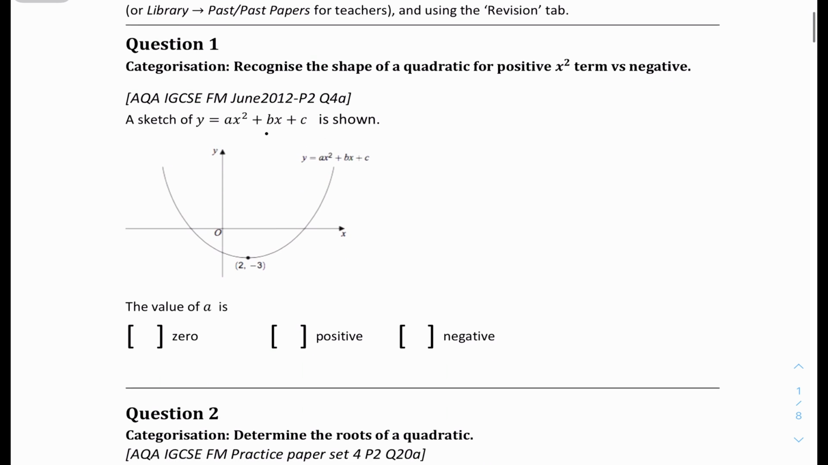And we move on to the first question, which is: a sketch of the graph y equals ax squared plus bx plus c is shown. Find the value of a.